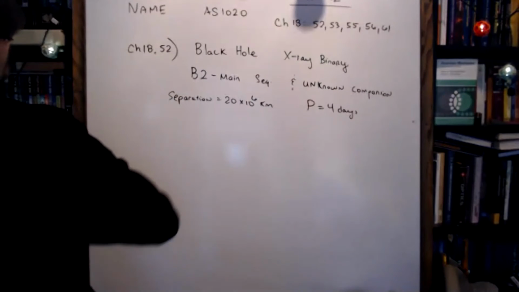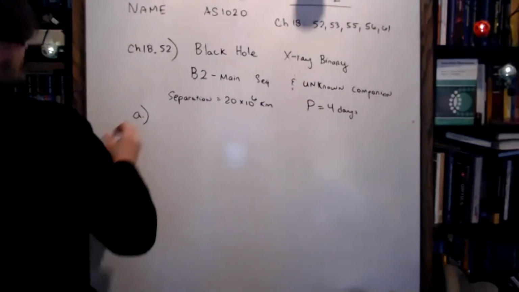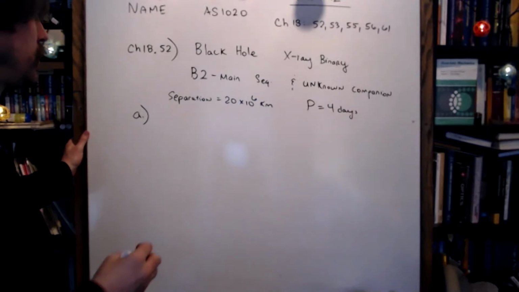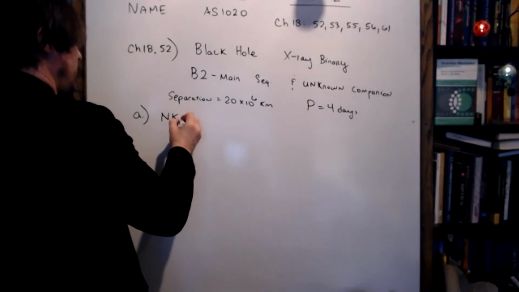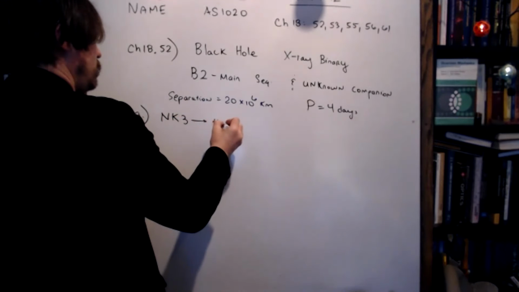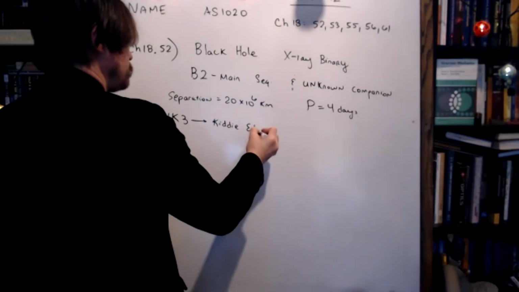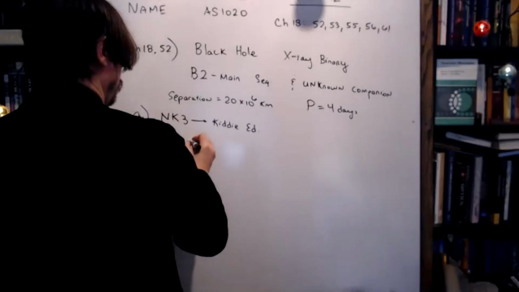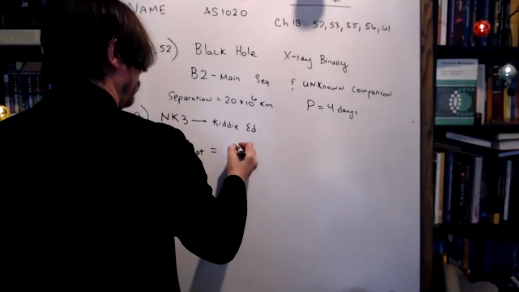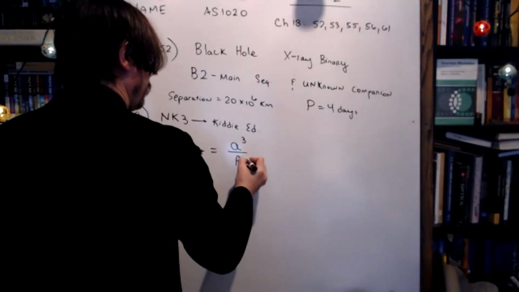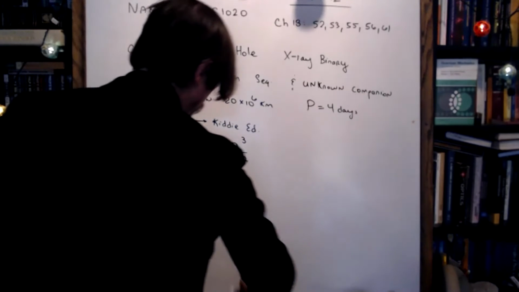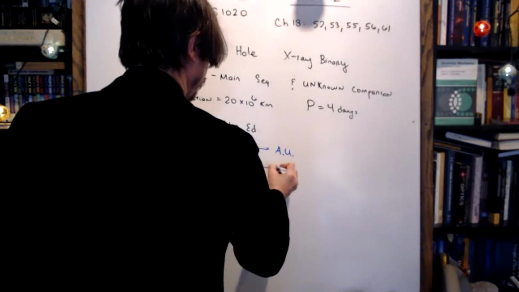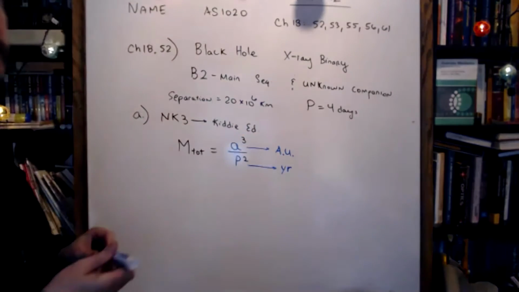Arunsak, tell me part A. All right. Use Newton's version of Kepler's third law to calculate the sum of the masses of the two stars in the system. I prefer to use the kitty edition. The total mass of the system is a cubed over p squared, where a must be measured in astronomical units and p must be measured in years.